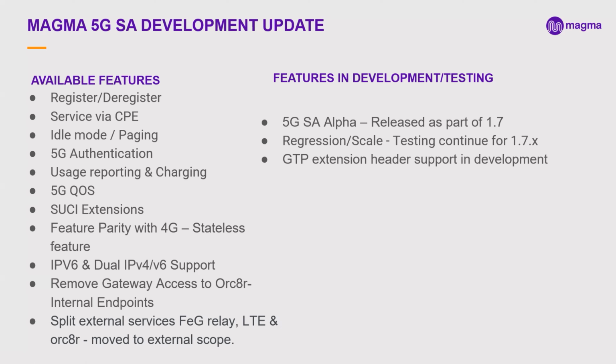So we start in a similar way as in the past. The 5G SA Alpha release is out as of March 30th. So that part is completed, and the team continues working on 1.7. I said X, but it's 1.7.1 most likely. Nothing else comes in. We are working on some of the features, plus there's another feature, GTP programmable extensions, that's still in development, and we are doing continued regression and scale tests.